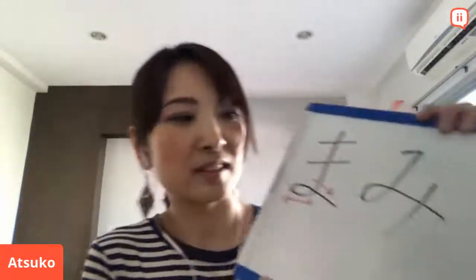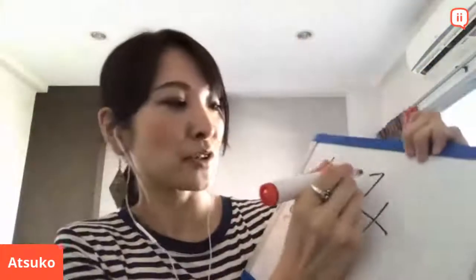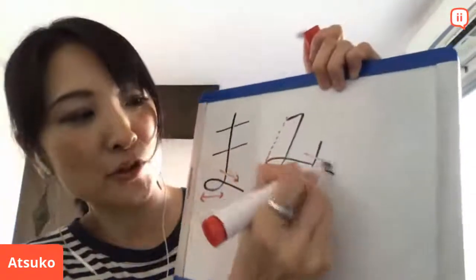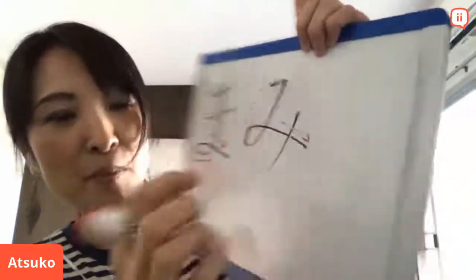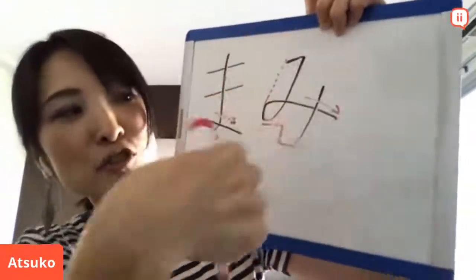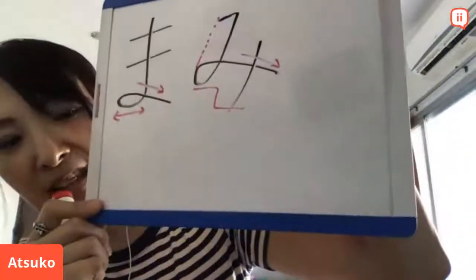Next, mi. The first stroke starts from here and goes to the left, left, left. Okay, and go straight down. If this finishing point is lower, it looks beautiful. And this point is non-stop. This line is non-stop.